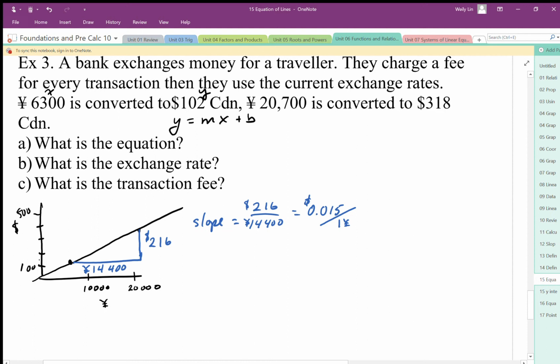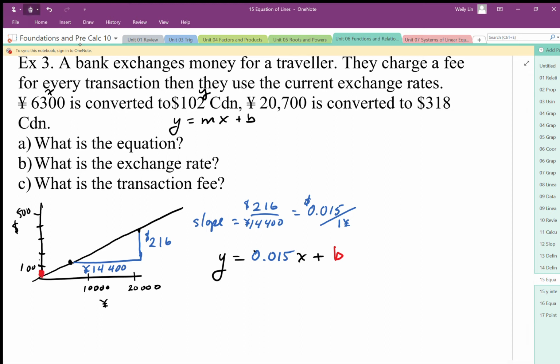So I need to then come up with the y-intercept. So my equation looks like this so far: y equals 0.015x plus b. Okay, and our b is somewhere here. And so let's calculate our b.